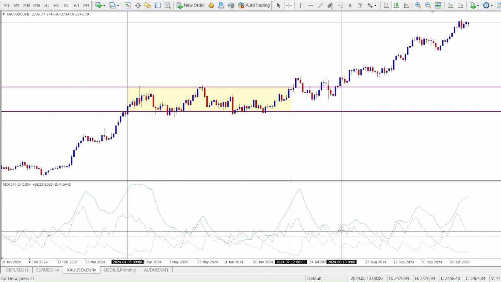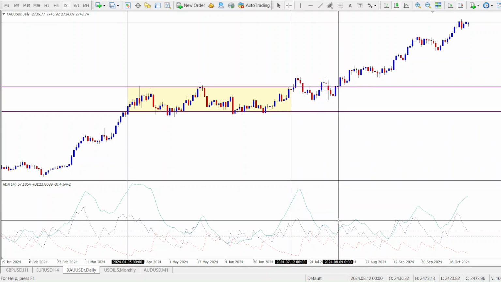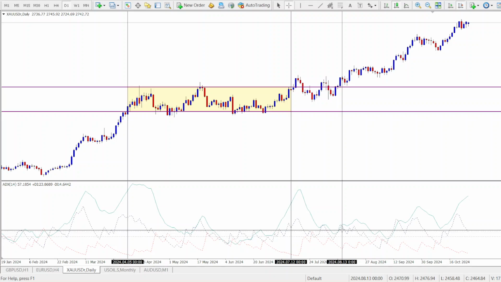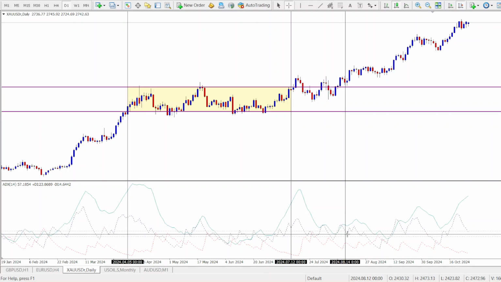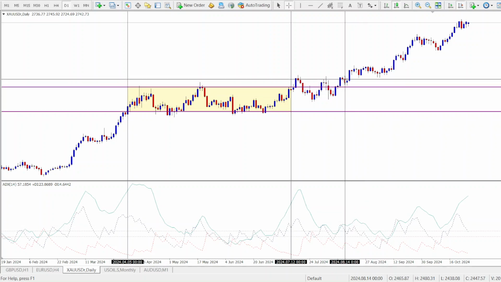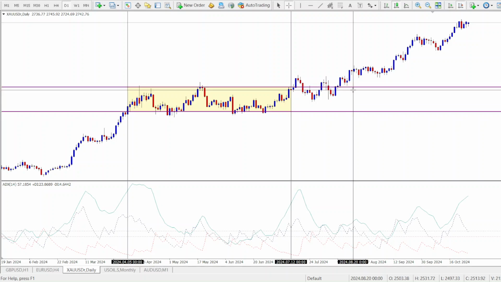This would have been the best, because at this breakout, the ADX was coming out of the 25. It was just at that point that it was coming out of the 25 level. So this would have been the best time to enter a buy trade, confirming the breakout.